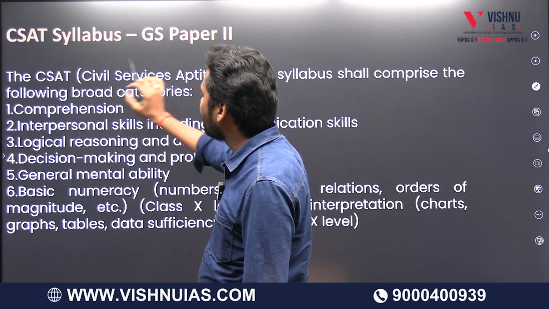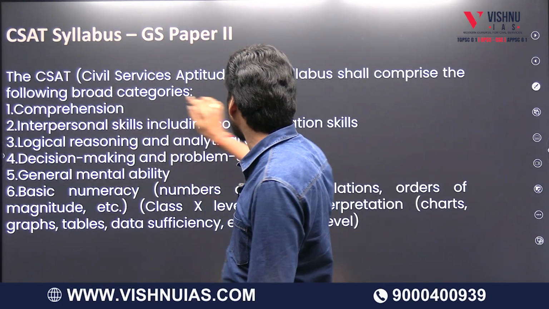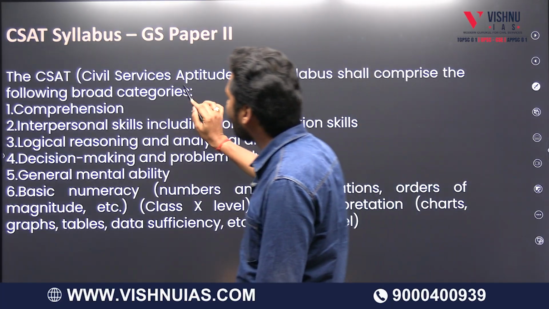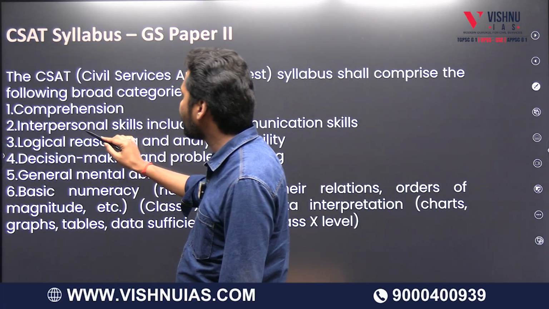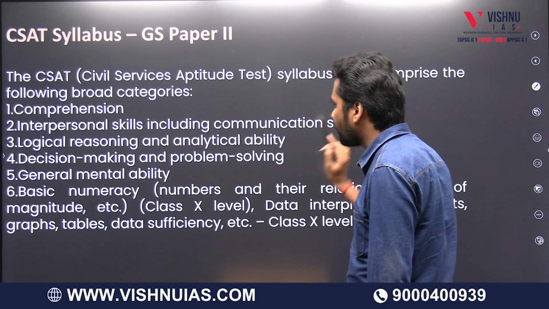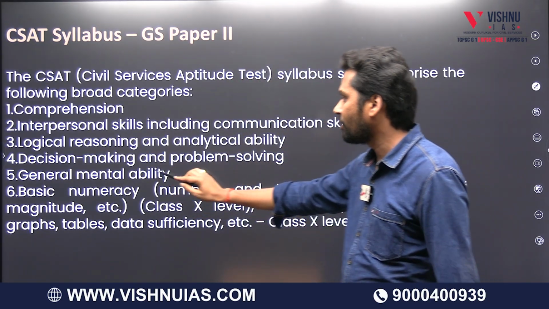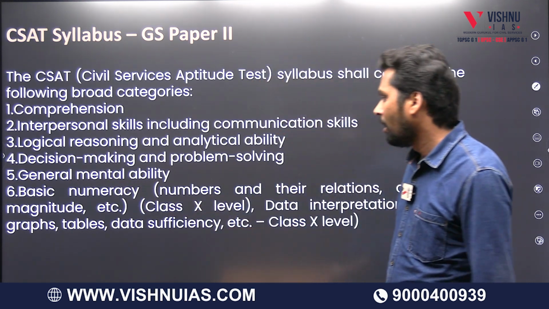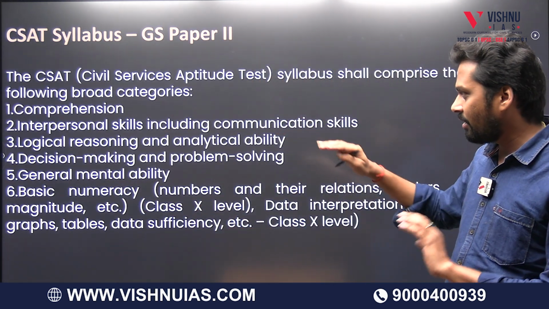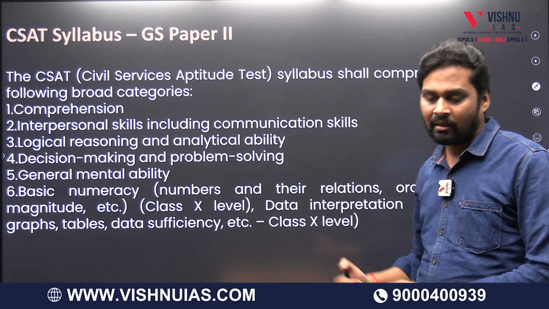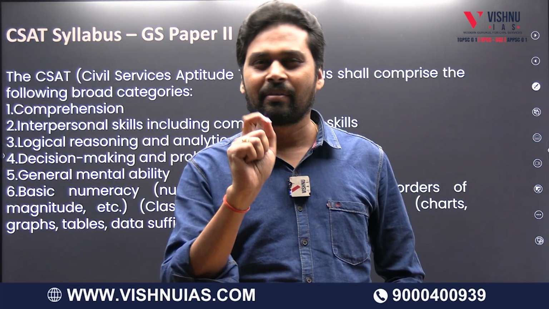The official website of UPSC is exactly given like this. The CSAT syllabus shall comprise the following broad categories: comprehension, interpersonal skills including communication skills, logical reasoning and analytical ability, decision making and problem solving, general mental ability, basic numeracy. Okay, so even though it was given like 6 different segments, let me put it in simple words.